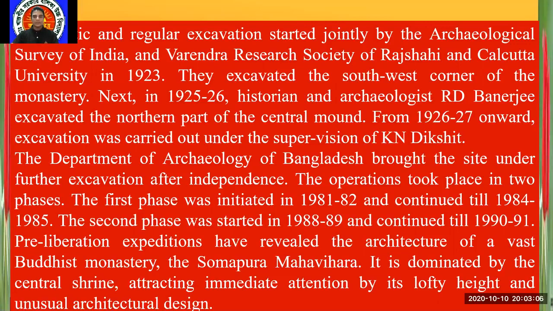The operations took place in two phases. The first phase was initiated in 1981 to 82 and continued till 1984 to 1985. The second phase was started in 1988 to 89 and continued till 1990 to 1991. Post-liberation expeditions have revealed the architecture of a vast Buddhist monastery, the Sompur Mahavihara. It is dominated by the central shrine, attracting immediate attention by its lofty height and unusual architectural design.